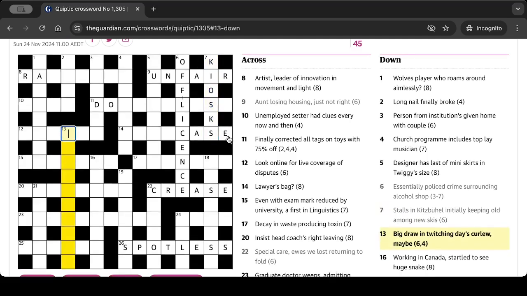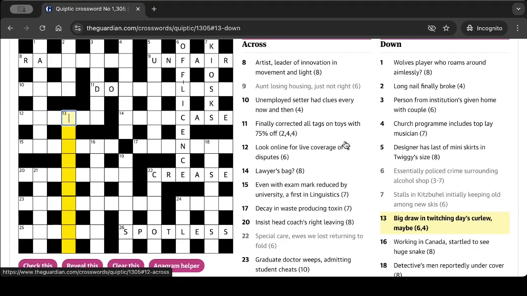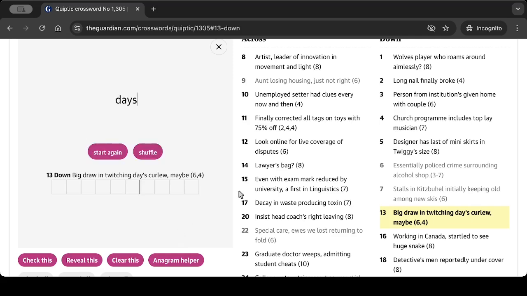Next down, big draw in twitching, days curlew, maybe. Days curlew just reads a bit forced. Again, that makes you wonder if it's an anagram. It's 6 and 4 letters, 10 letters, and days curlew is the right number of letters. Maybe it could be the anagram indicator. And a big drawing twitching. If twitching is bird watching, we could be looking for some kind of really cool bird that people who are bird watchers might want to see. So I think we've got an anagram of days curlew, meaning some kind of bird. I'm just going to put it in the anagram indicator and just give it a bash, see if anything jumps out. I reckon I'll need a bunch more letters in this. It might even be a bird that I don't know, because I'm not a twitcher.